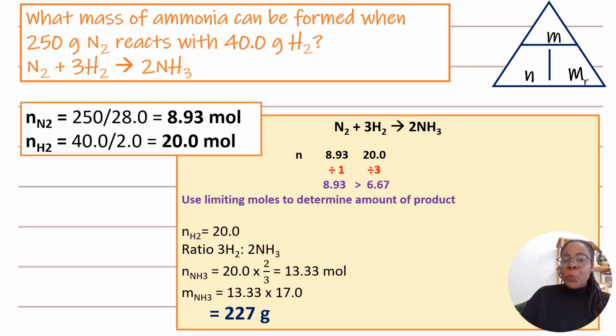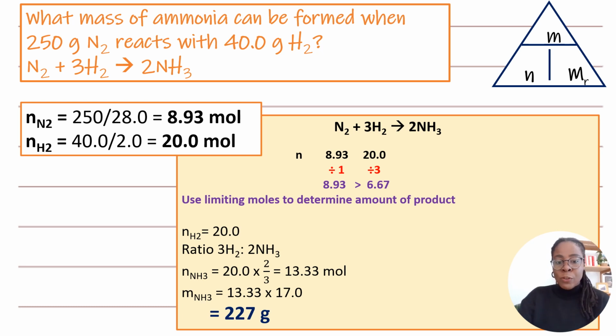Next worked example, what mass of ammonia can be formed when 250 grams of nitrogen reacts with 40 grams of hydrogen? So we'll start by calculating the moles of each as mass over Mr, and then to determine which is the limiting reagent, we'll divide both of those numbers of moles by the coefficient in the balanced symbol equation. So for the nitrogen, divide the number of moles by 1, and for the hydrogen, divide the number of moles by 3. That shows us that the hydrogen is the limiting reagent.